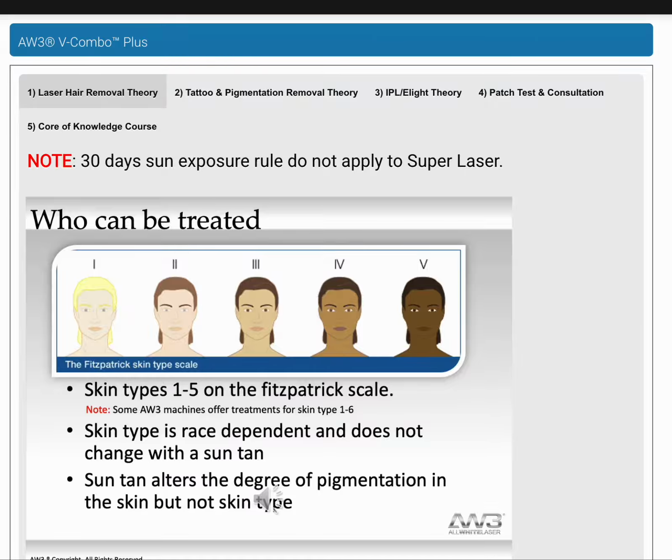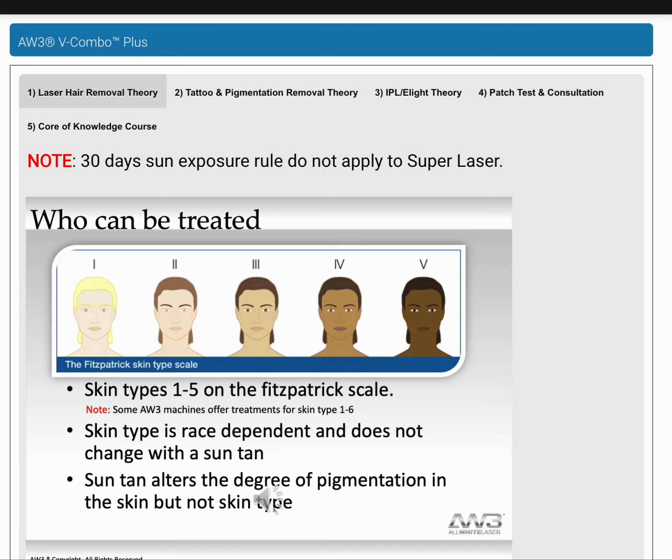With the AW3 laser system, we can treat skin types 1 to 5 on the Fitzpatrick skin type scale. Typically, a skin type 1 definition would be a person with naturally occurring red to blonde hair, blue to green eyes, and very light skin. Their reaction to overexposure to UV light would be that they would always burn and they do not tan.